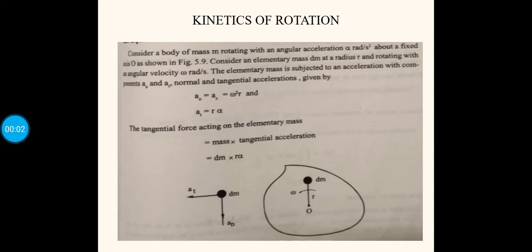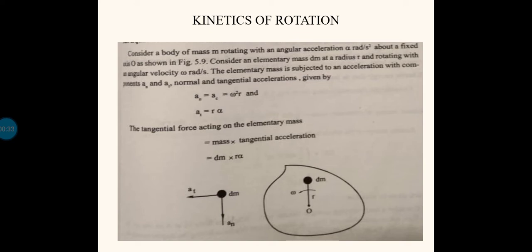Hi dear students, this is the fourth part of the fifth module of the subject EST 100 Engineering Mechanics. In the first, second and third part, we were discussing the kinematics of rotation about a fixed axis. In all those parts, we have not considered the cause of the motion or rotation, that is force. But in this part, we will consider the force or cause of the motion. So in this part we will be discussing kinetics of rotation.